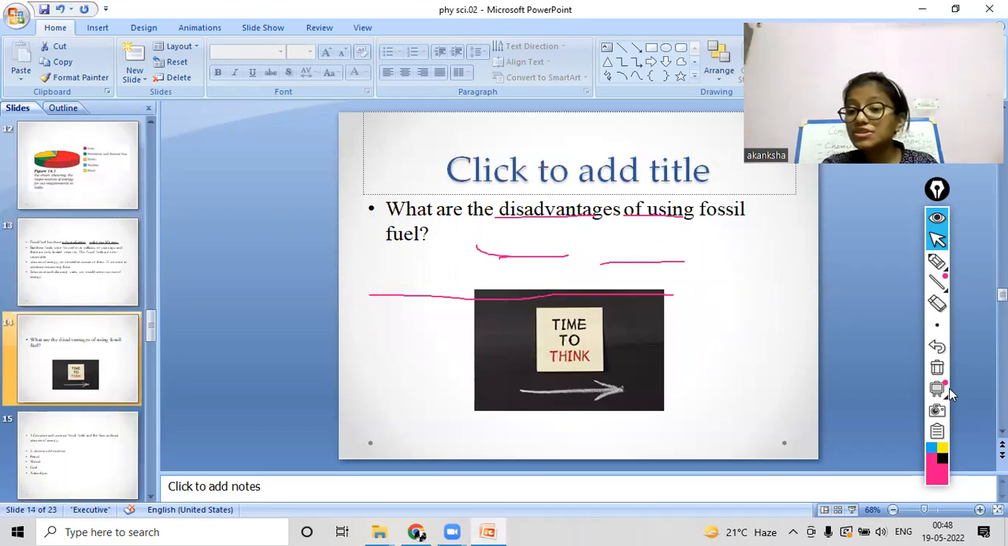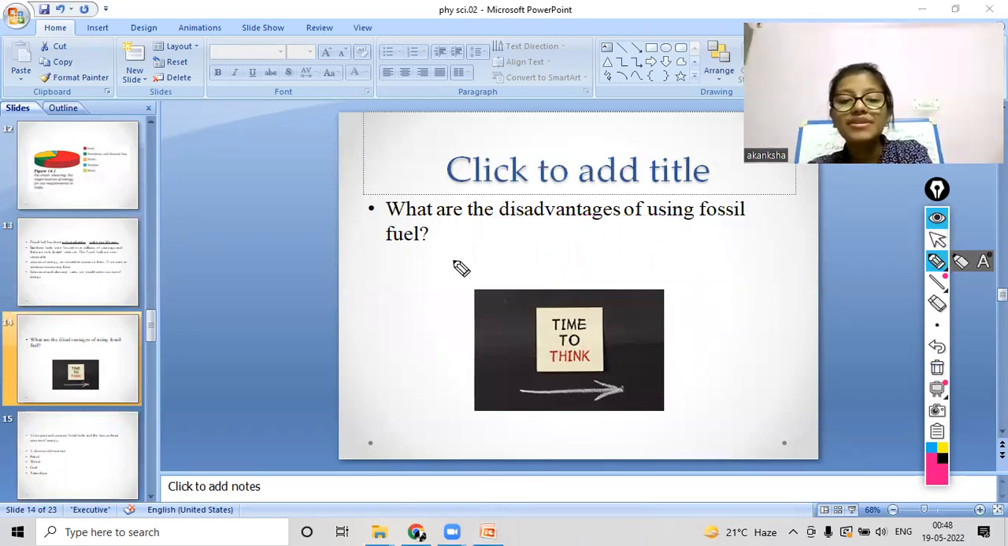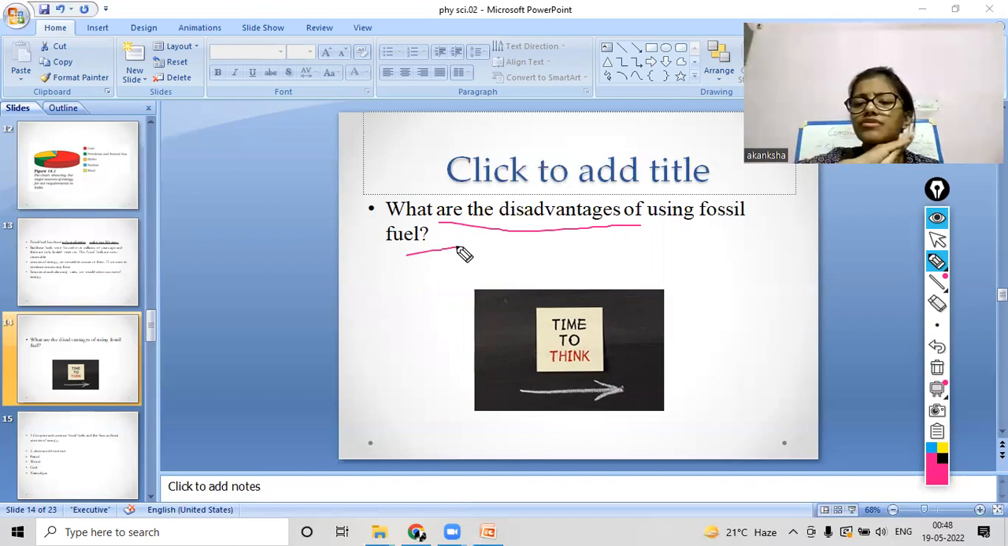Now comes the curiosity question. And what is this curiosity question this time? What are the disadvantages of using fossil fuels? We saw many advantages of using fossil fuels, but what are the disadvantages? What is happening nowadays? Based on this question, it is related to pollution somewhat. Yes, you all give the right answer.